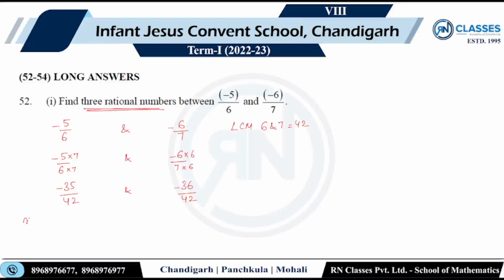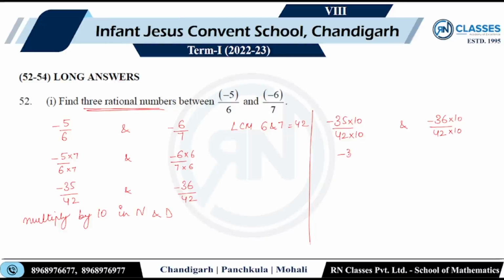Not at all. You have to multiply numerator and denominator both by 10. So I can write it over here directly. Minus 35 by 42, multiply by 10 in the numerator, multiply by 10 in the denominator, and here it will become minus 36 by 42, numerator multiplied by 10, denominator multiplied by 10. So this would be minus 350 by 420, and here it would be minus 360 by 420. Right, so minus 350 by 420 and minus 360 by 420.